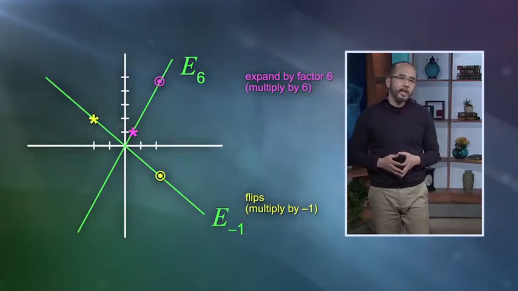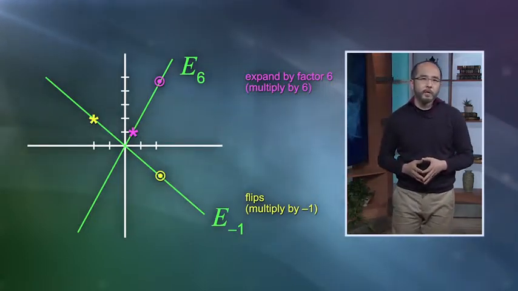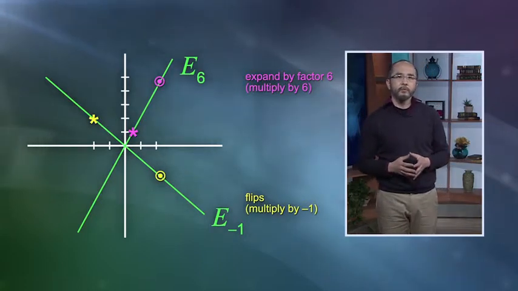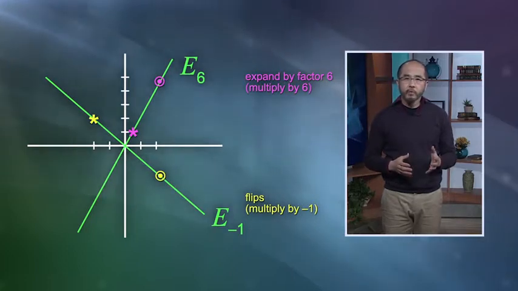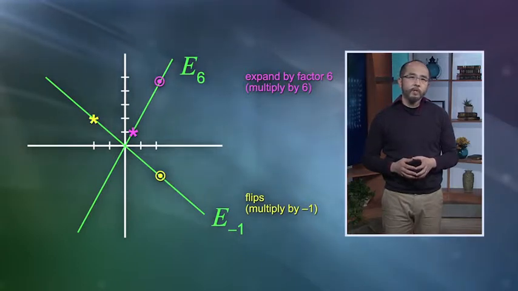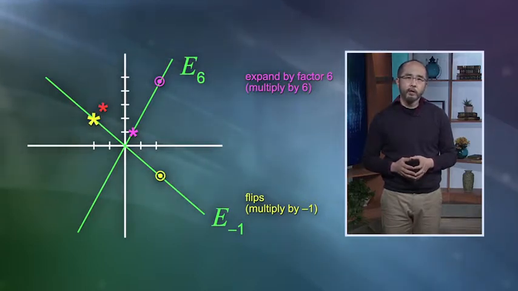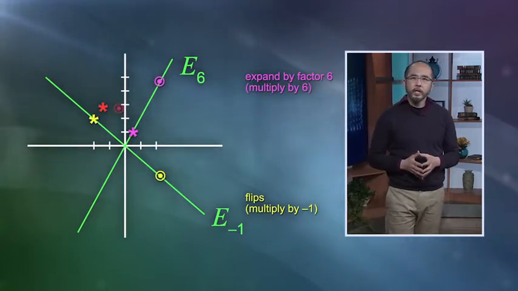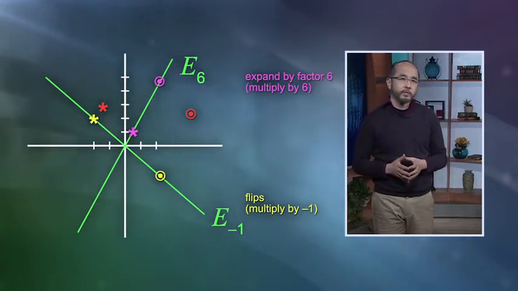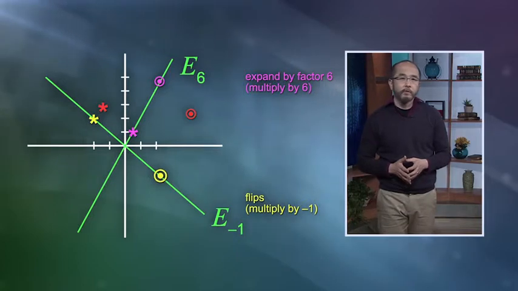And what is happening to any vector that isn't in one of the eigenspaces? Well, in this case, we can write everything that's not in an eigenspace in terms of things that are in E sub minus 1 and E sub 6. So we can figure out where this star goes. As a vector, it is the sum of this star and this star. So under the transformation, it goes to this dot, which is the sum of this dot and this dot.